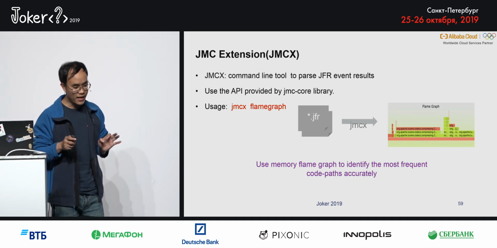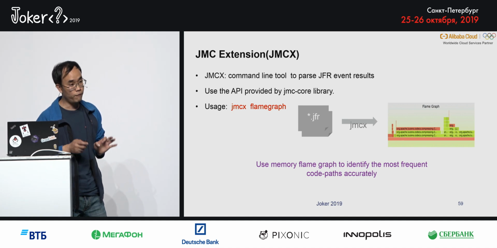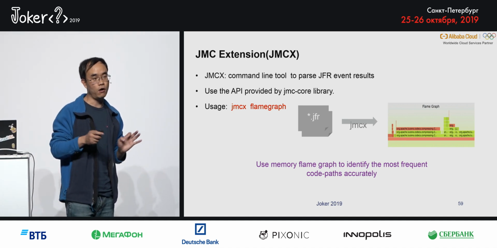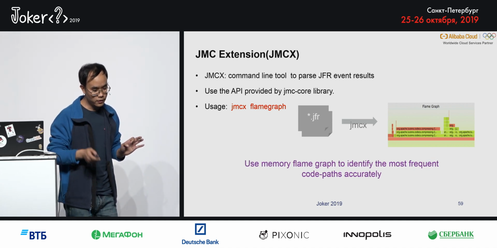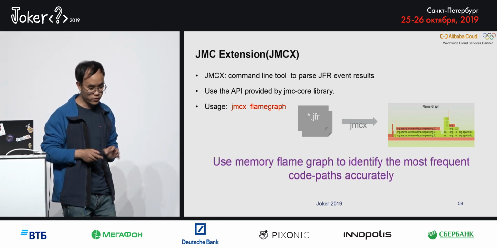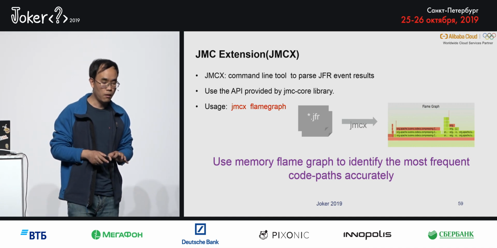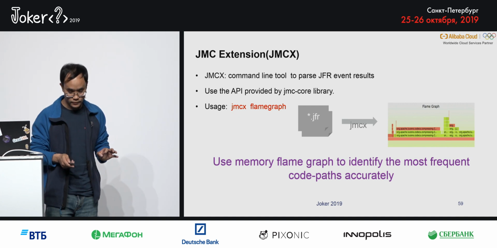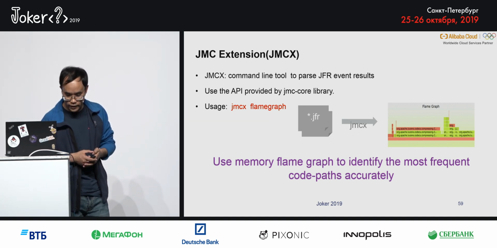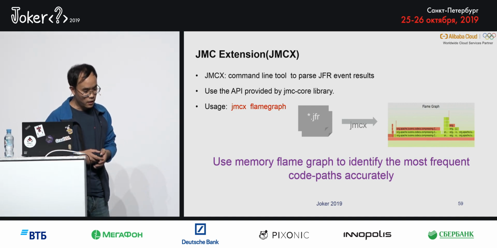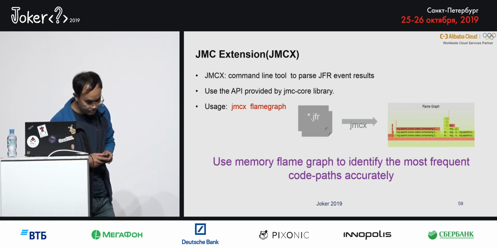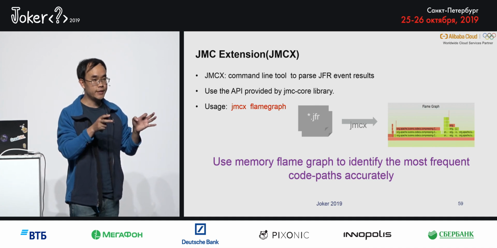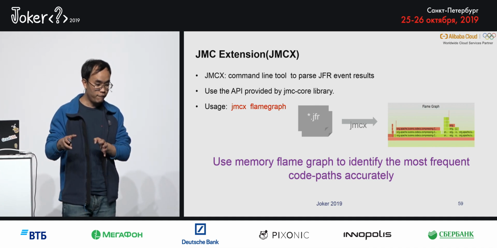Actually, I think most of you may be familiar with using a flame graph to tell which method is hot for CPU consumption, right? In our case, we also can use a flame graph for memory allocation, for object allocation. So we just created a tool we call JMCX. Then you can use this tool to convert the JFR events to flame graph.